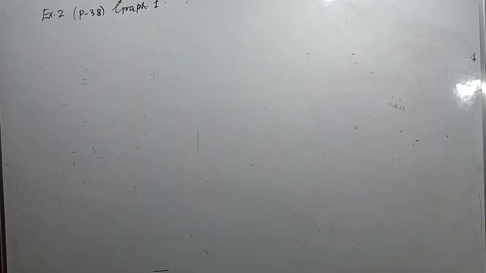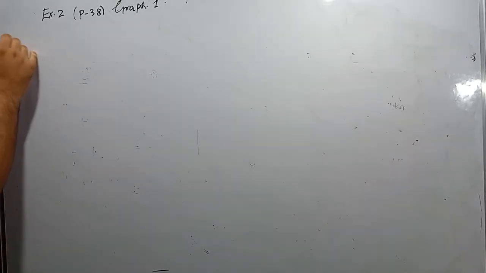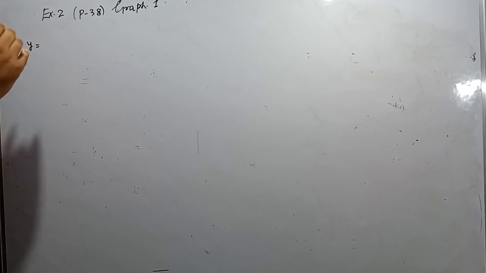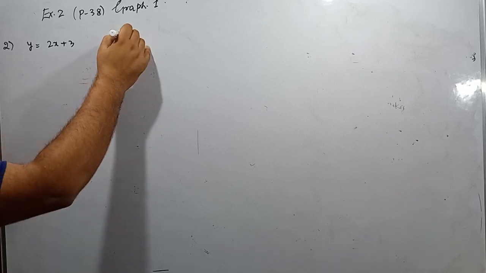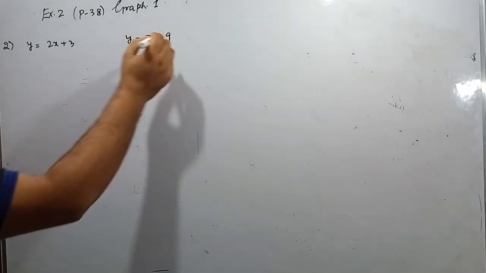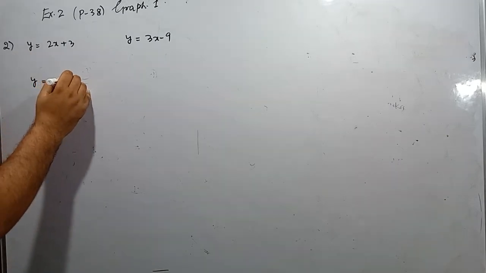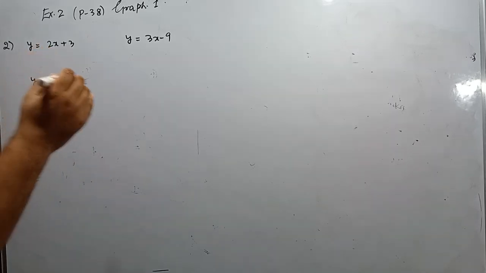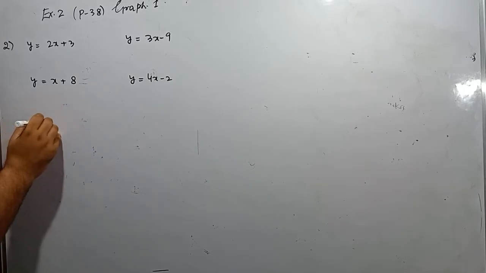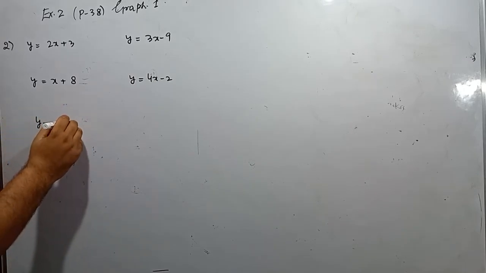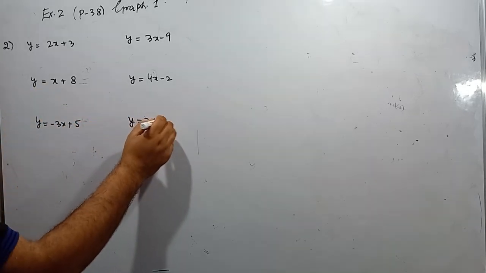Now you can see question number 2, choose from these equations. There are 6 equations. The first equation is y equals 2x plus 3. Then y equals 2x minus 9. The next equation is y equals x plus 8. The next is y equals 4x minus 2. Next is y equals minus 3x plus 5. And the last equation is y equals 2x minus 4.